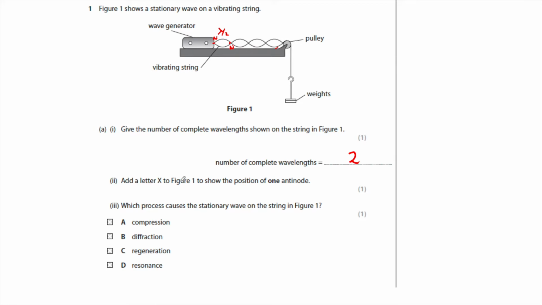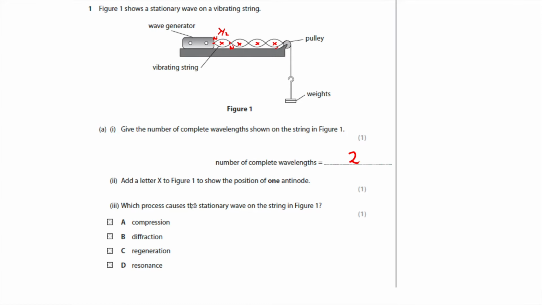Add a letter X to the figure to show the position of one antinode. Remember, an antinode is in the middle between the two nodes, and is the point that oscillates to maximum amplitude. So you could have an X there, you could have an X there, or you can have an X there or there. Any one of those. Just one antinode you're asked to do.